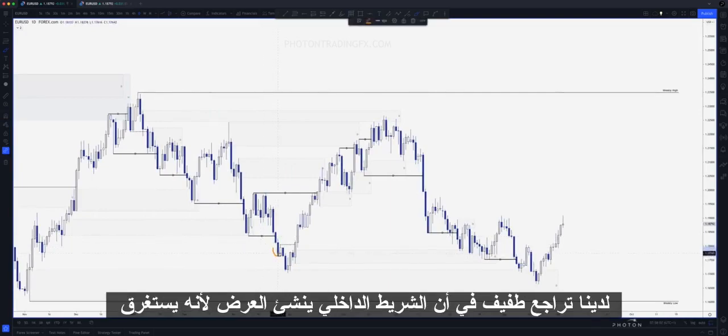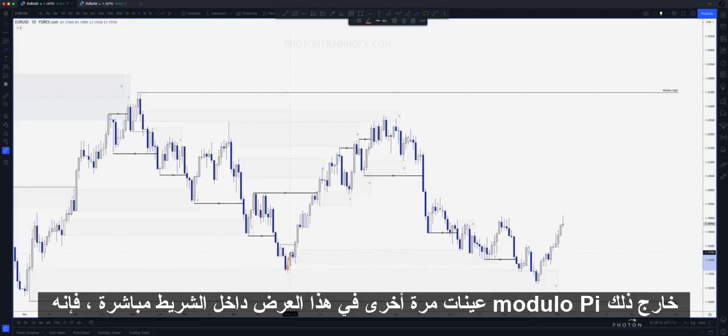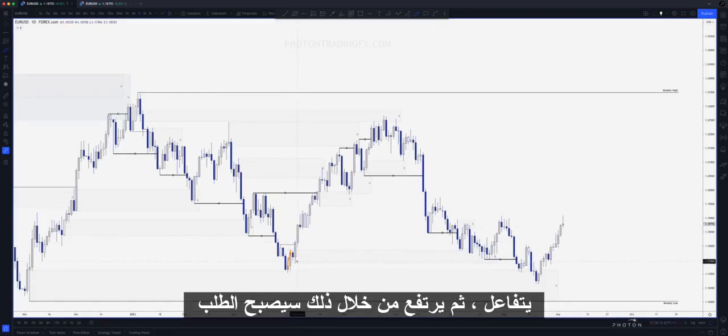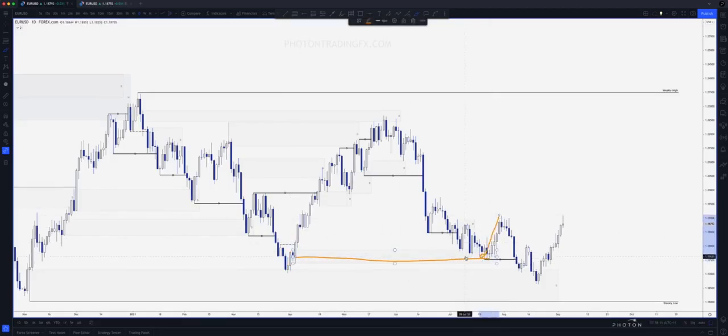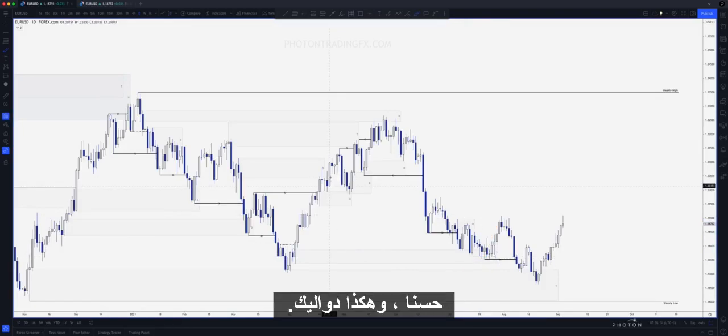Even down here, we have a minor pullback. That inside bar creates supply because it takes out that minor low. Price then pulls back into that supply, the inside bar. It reacts and then it pushes up through. Then that old demand becomes used for later to then initiate this pullback here, right? So on and so forth.